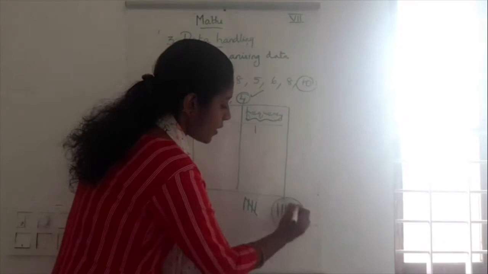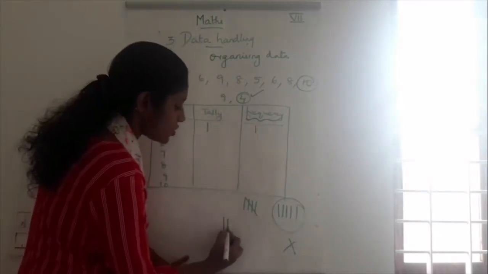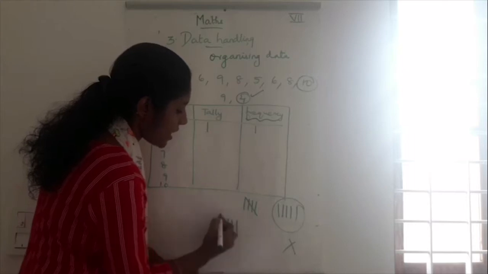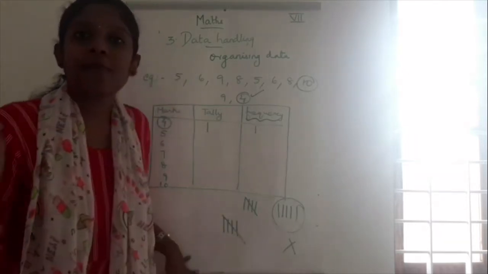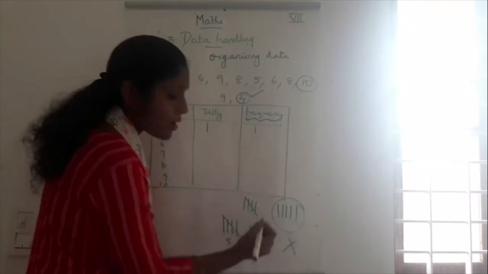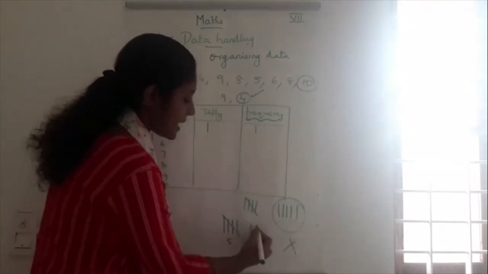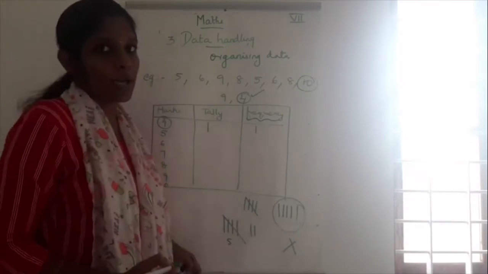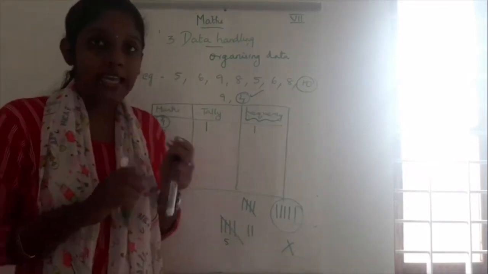This is wrong. So in the case of tally mark, what we will do? This is 1, this is 2, this is 3, this is 4. When you cross cut it, this is 5. Now 6: this is 5, and one more line we will draw, that is 6. Next 7, we will draw one more line. So hope you understand what is tally mark.